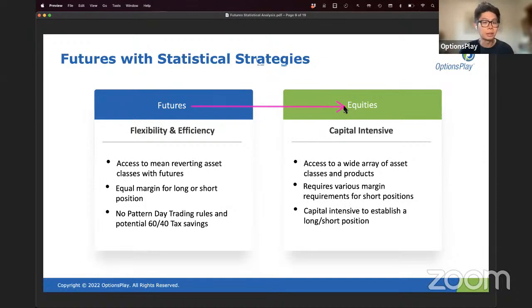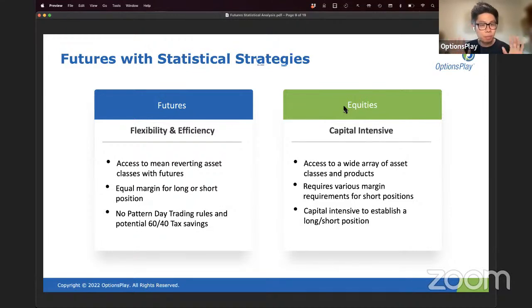But there's, in my opinion, some distinct advantages to using futures products to trade this particular strategy. For me, it's really around flexibility and efficiency versus the fact that when you're using equities, they tend to be quite capital intensive, if you will, to execute the strategy. So in both product classes, futures and equities, you generally have access to these mean reverting assets that we're talking about. Commodities, whether you're using an ETF to trade gold, silver, oil, you have access to all of them. You have them in the futures market.